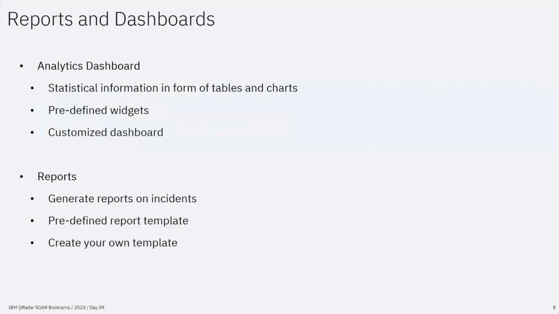So let's get started. Let's look at reports and dashboards. The analytics dashboard is available from the dashboard menu. It presents statistical information in the form of tables and charts. You can use the provided predefined widgets, or you can create your own tables and charts and save them in the customized dashboard. The reports feature, on the other hand, provides detailed information about incidents.